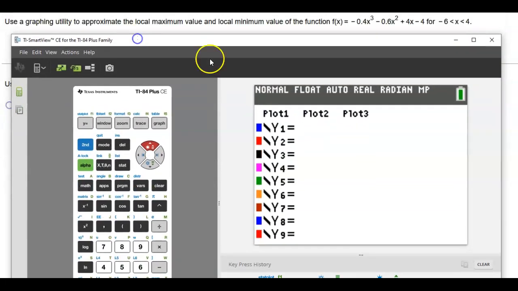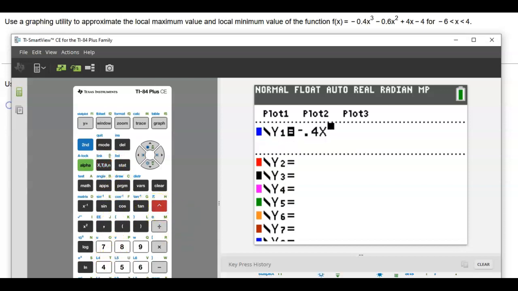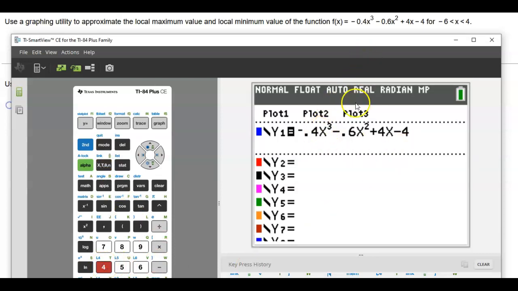and pull that down a little bit, and then we're going to put this function in here. So it's going to be negative 0.4 times x cubed, and then minus 0.6x squared, excuse me, plus 4x and minus 4. All right, so double checking it.